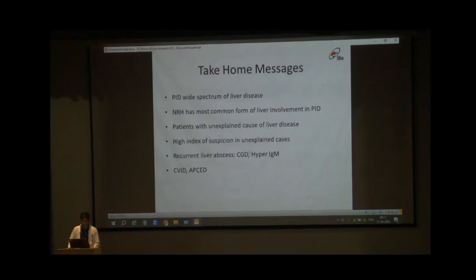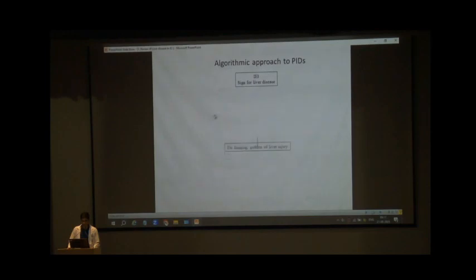And patients with unexplained causes of liver disease should be suspected, with a high index of suspicion, of underlying primary immune deficiency. In the patient who presents with recurrent liver abscess, primarily we should evaluate for CGD, hyper IgM, CVID and APECED. This is the algorithm for inborn errors of immunity patients. One should look for signs of liver disease.